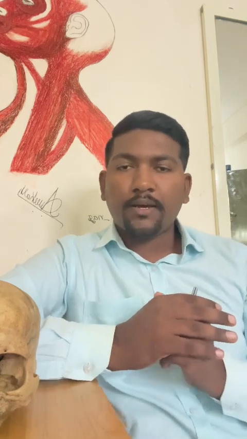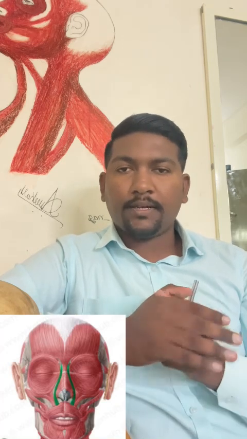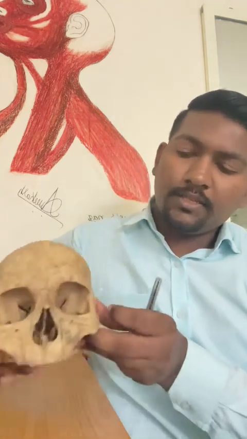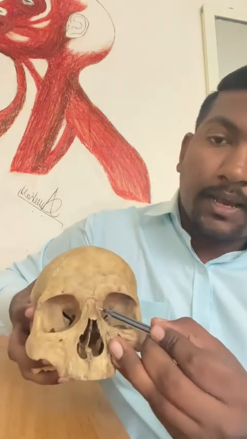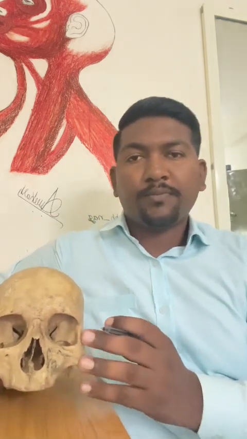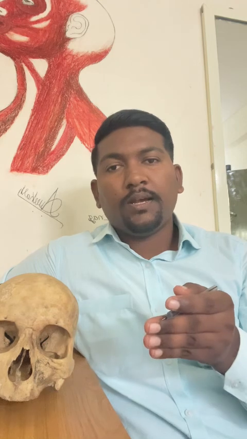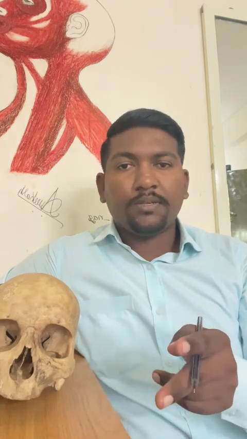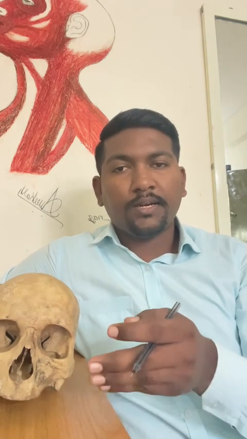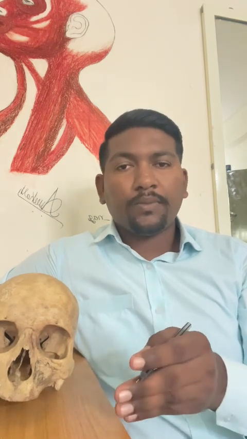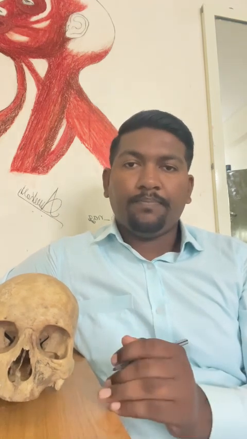In that, first we are going to discuss the levator labii superioris alaeque nasi, which arises from the frontal process of the maxilla. Here we can see this is the frontal process of the maxilla, and it arises from the frontal process of the maxilla and runs downwards and divides into two slips. One slip is inserted into the greater alar cartilage and the other into the skin of the upper lip.